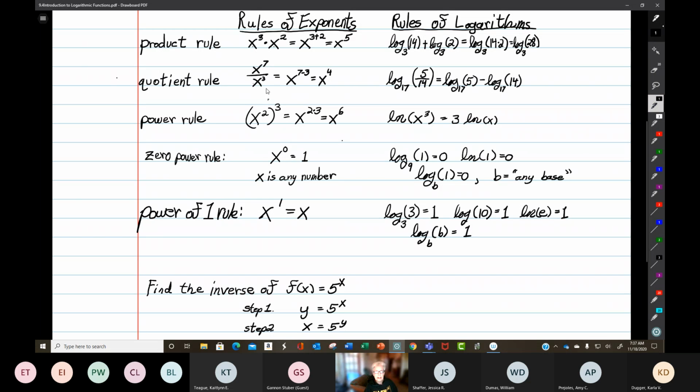Okay, here's the quotient rule for exponents. When you divide like bases, you subtract the exponents. Here, we have log base 17 of a fraction, 5 over 14. What that equals is log base 17 of 5 minus log base 17 of 14. So you take log base 17 of the top and subtract log base 17 of the bottom.